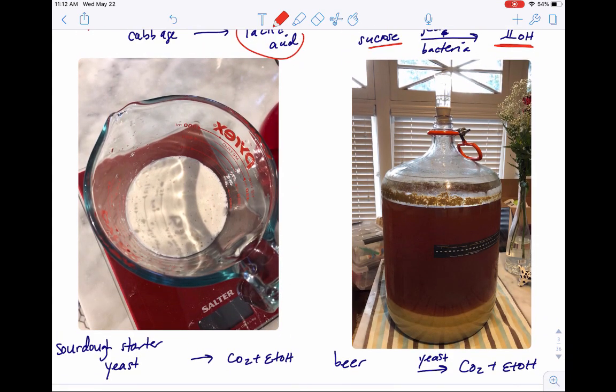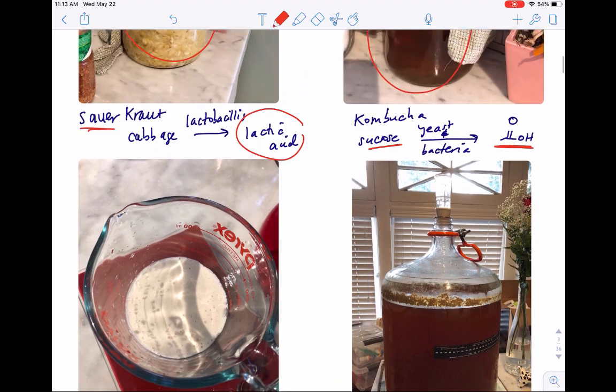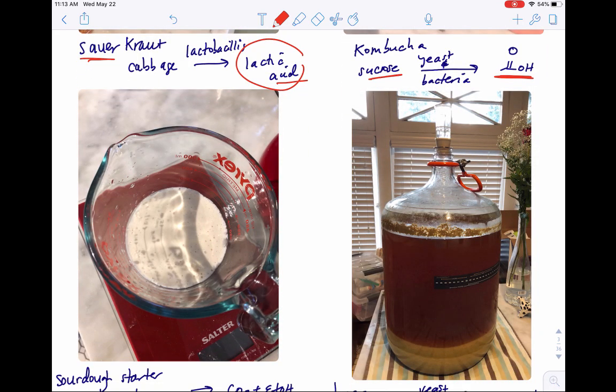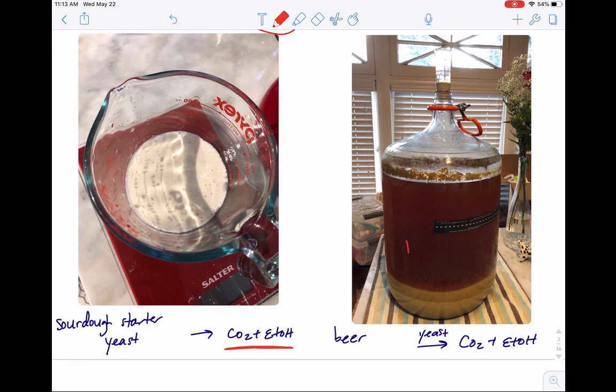Other examples with which you might be more familiar: this is a sourdough starter. It contains yeast, which convert the carbohydrates in flour into CO2 and ethanol. So yeast, ethanol. When you have bacteria involved, you get acids. And then finally, this is beer. To make beer, you simply get sugars, which are converted by yeast into CO2 and ethanol.